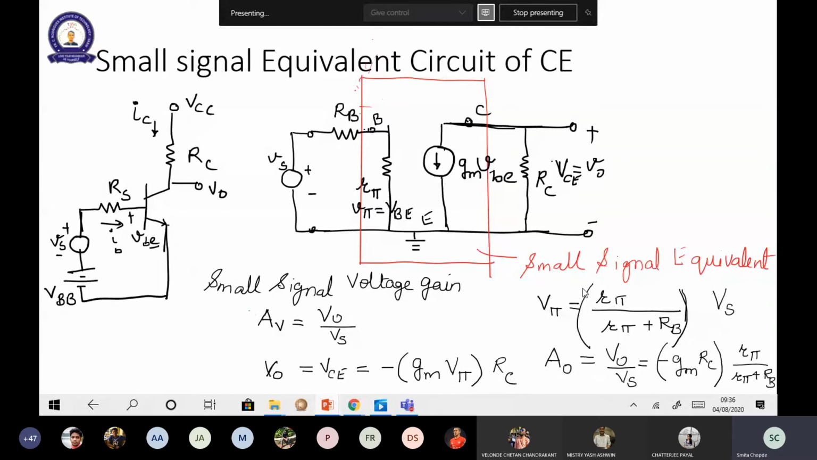Now what you do is you find Vs from this relation. So A0, which is V0 by Vs, is nothing but minus gm RC into R pi upon R pi plus Rs. This is written as RB, it should be Rs. If you have any doubts, please discuss. We will have a discussion based on that. Raise your doubts, we'll discuss on that.